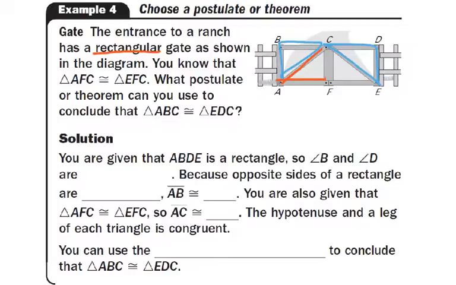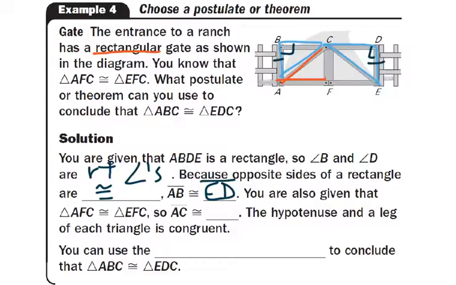So angle B and angle D are right angles. You said it in the proof, mark it in the picture. Because opposite sides of a rectangle are congruent, we know that segment AB is going to be congruent to segment ED. Again, mark it on the picture.